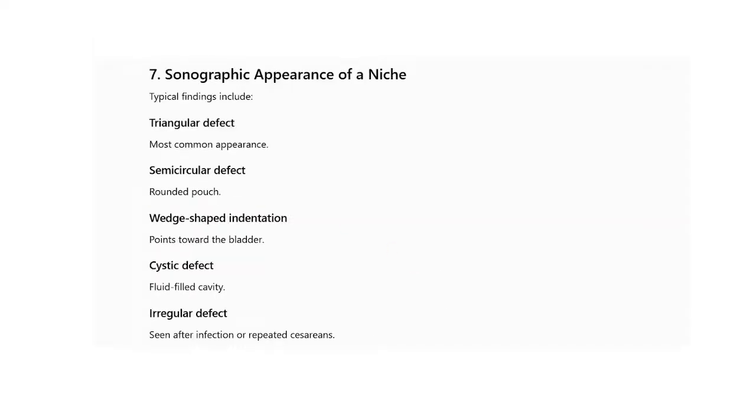Sonographic appearance of a niche. Typical findings include a triangular defect, which is the most common appearance, a semicircular defect, a rounded pouch, a wedge-shaped indentation that points towards the bladder, a cystic defect, a fluid-filled cavity, or an irregular defect seen after infection or repeated cesarean sections.